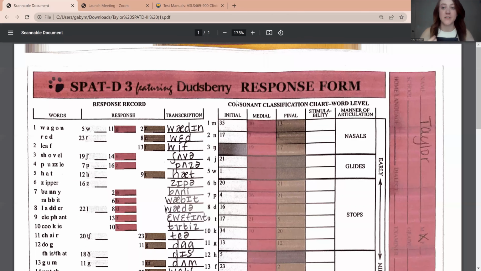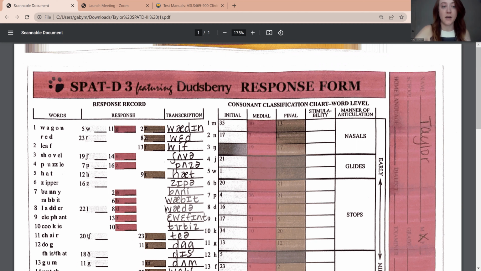Okay, hi everyone. I know there have been some questions about scoring the SPAT-D and its different components, so I figured I would do a little video demonstration to help you walk through it. I have Taylor's SPAT pulled up and we won't go through the whole thing together, but I'll show you how to start it.